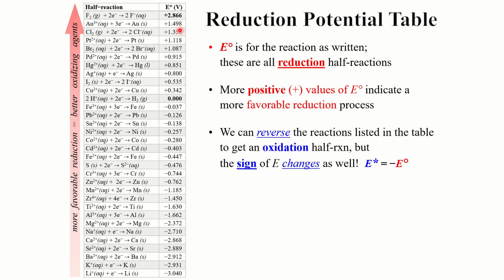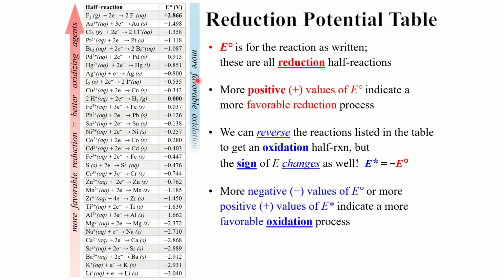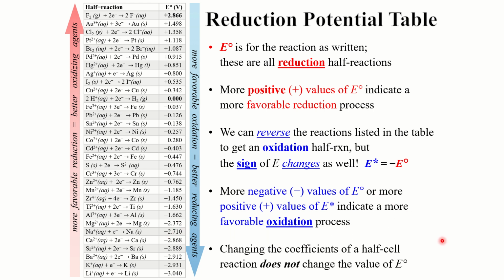If we reverse the reactions listed in the table, we get an oxidation half reaction, but the sign would change as well. So what that means then is the values towards the bottom here, the ones that have very negative reduction potentials, are going to have very positive oxidation potentials, meaning that they have a favorable oxidation process. I do want to note here that changing the coefficients of a half cell reaction does not change the value of E°.